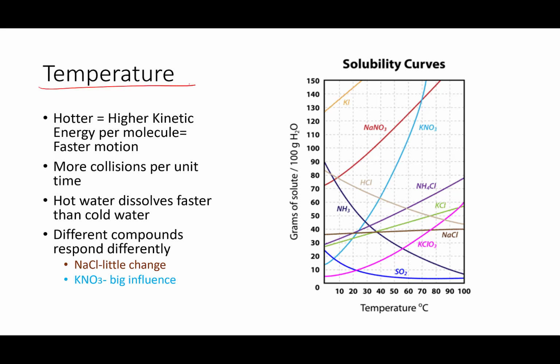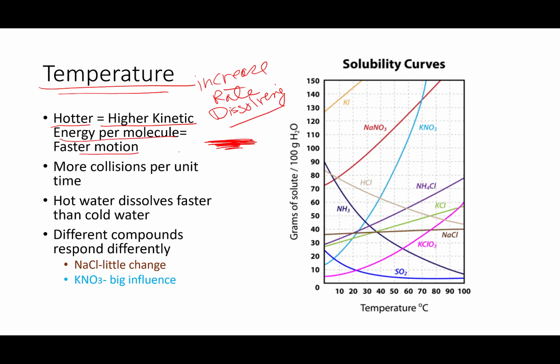Temperature. Temperature also is going to increase that rate of dissolving. And it is not the same for every substance that we dissolve. In general, here's what's actually going on. We've talked about the fact that hotter means higher kinetic energy, means that the molecules are vibrating faster and faster and faster as they get hotter. So more energy per molecule, more speed, more motion. That also means more collisions per unit time, more collisions per second.